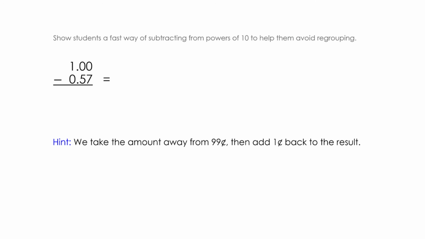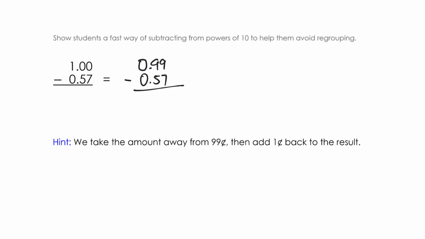Let's go to slide 8. Show students a fast way of subtracting to avoid regrouping. So this is the one trick I wanted to show you in class. Instead of subtracting $1 minus 57, you can also do this. Take away 1 penny.